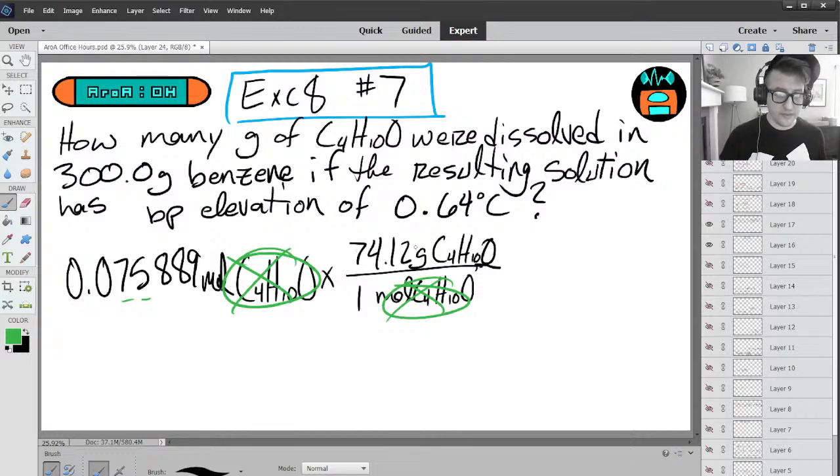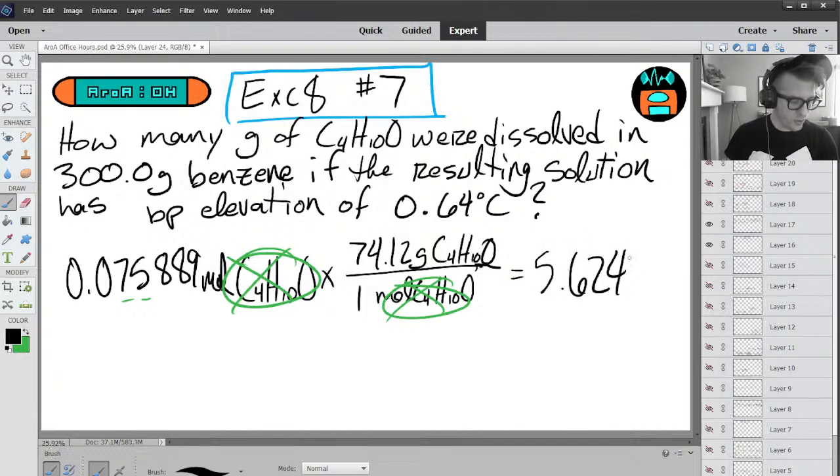So we're going to multiply 74.12 times 0.075889. My calculator is telling me the answer is 5.62489. But we've got 2 sig figs here, 2 rounds down.